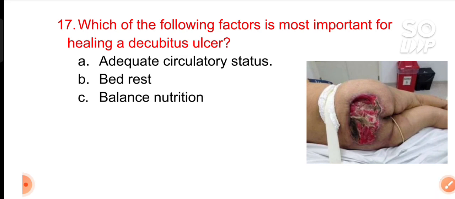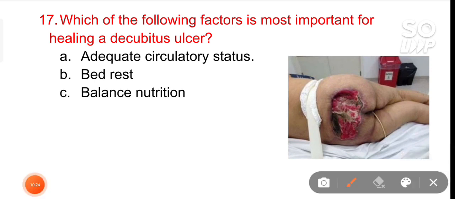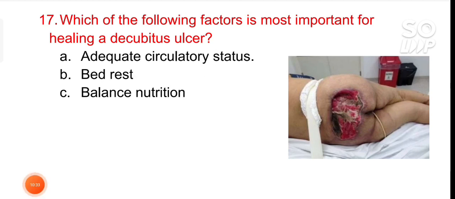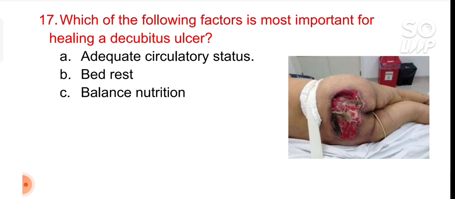The options are option A, adequate circulatory status, option B, bed rest, option C, balanced nutrition. The right option is option A, adequate circulatory status. When the wound is getting adequate blood circulation, the wound can be healed properly within a time.